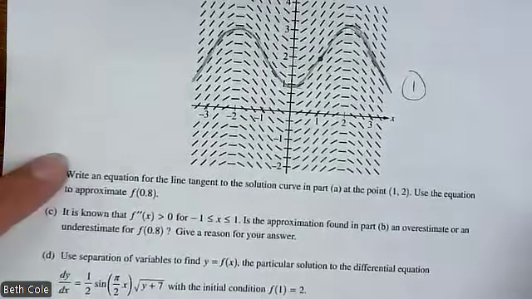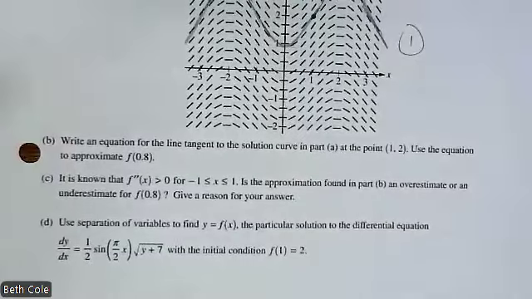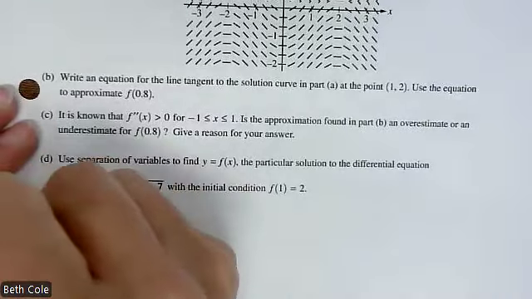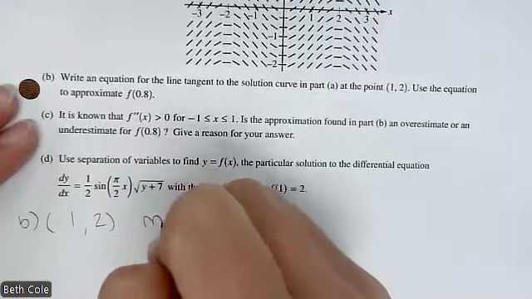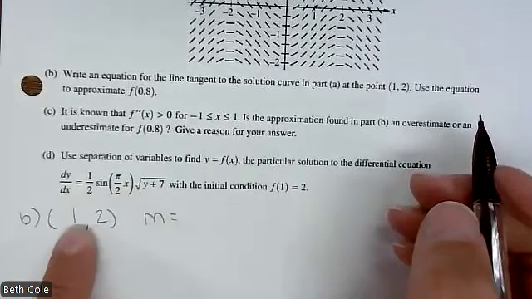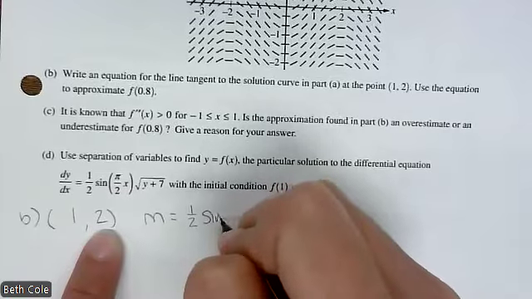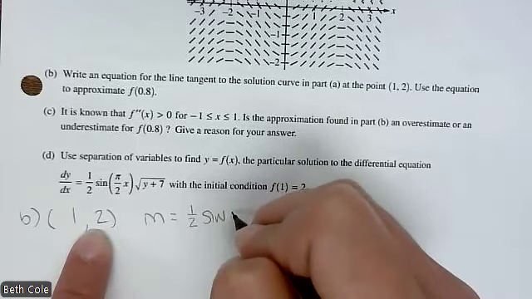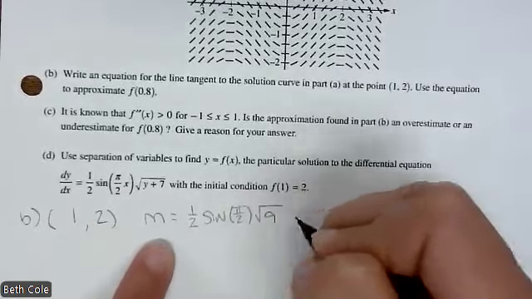All right, what is B asking for? The tangent line equation before the approximation. What two things do we need for an equation? A point and a slope. All right, the point they gave to us, right? 1, 2. Slope comes from the derivative, which is this thing right here. So we're going to plug in 1 for x and 2 for y. So it ends up being 1/2 sine pi over 2 times square root of 9.